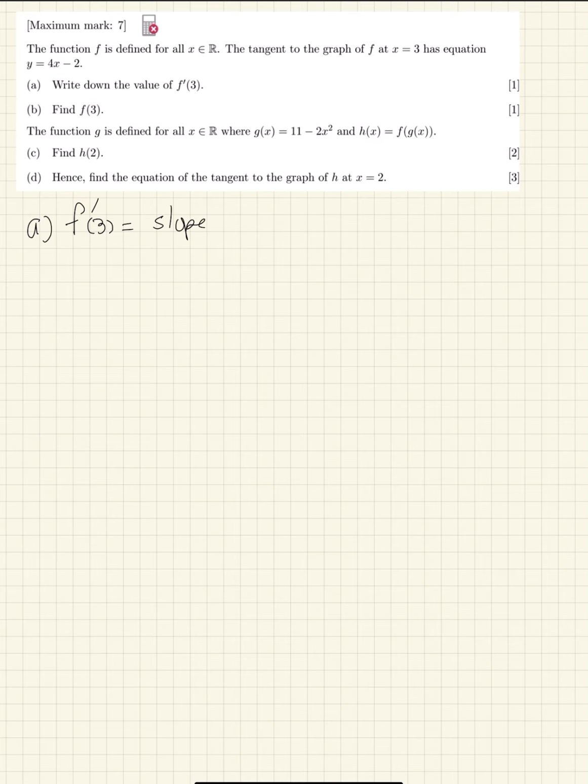So just to be clear, the slope of the tangent line, which is f of x. We don't have f, but we do have the tangent line. If we look at the tangent line, we see that it's equal to 4. So f prime of 3 is equal to 4.